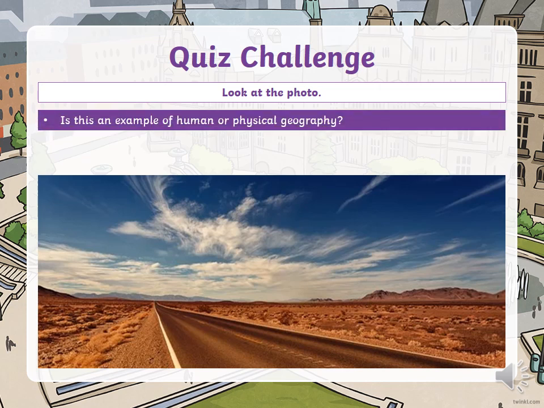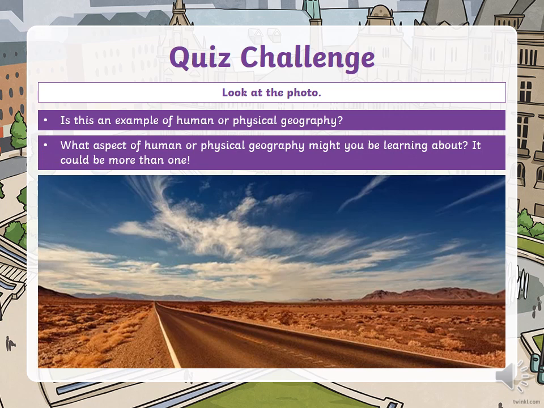What about this one here? A bit of both again. It's got a long road, hasn't it, that stretches through. So this is an example of what humans have done to create their transport links. But if you look around, what could you use that land for? Is that something that humans are able to use for agriculture, or is that part of a desert maybe?